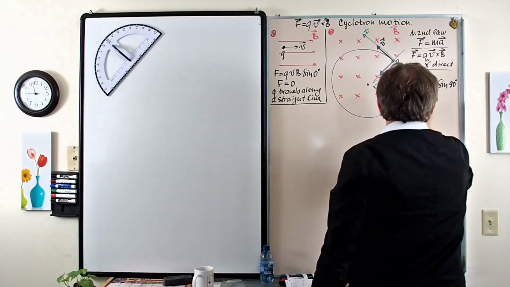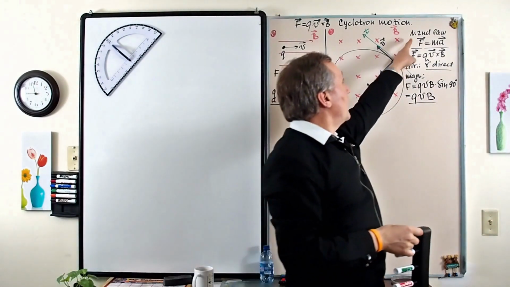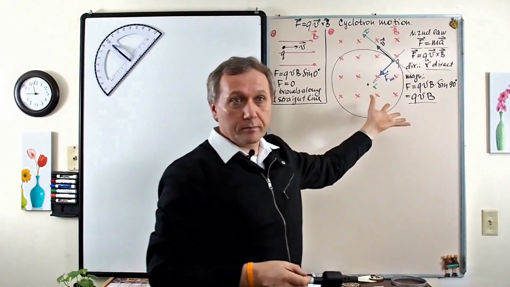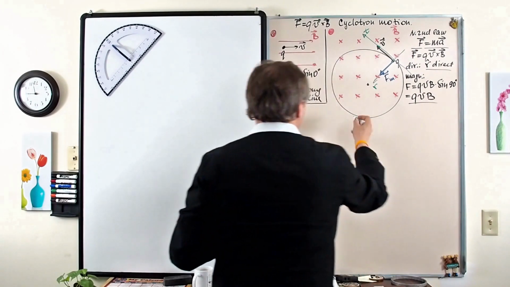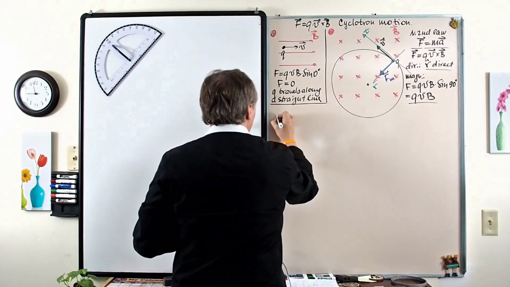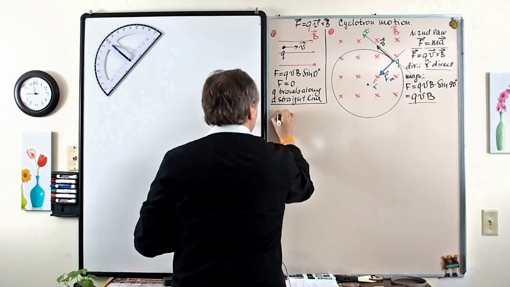So, now we know direction, we know absolute value, and now let's apply Newton's second law for both directions, T and R, in order to have a full description of this motion. Okay, so now, which direction should I apply first? Probably T. Let me get T direction.